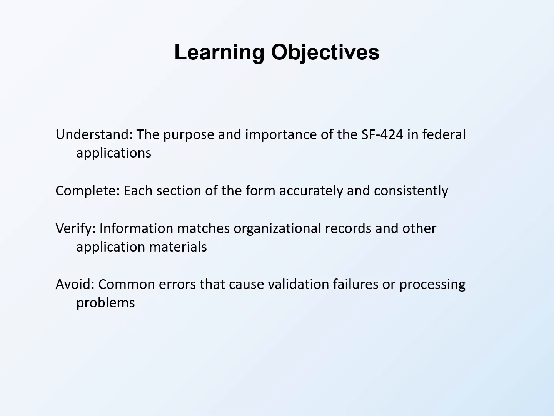Second, you will learn to complete each section of the form accurately and consistently. The form contains multiple sections covering different types of information. Each section has specific requirements for what information to enter and how to format it. Third, you will verify that information on the SF-424 matches your organizational records in federal systems and aligns with other materials in your application. Inconsistencies between the SF-424 and your SAM registration, budget, or narrative create problems.